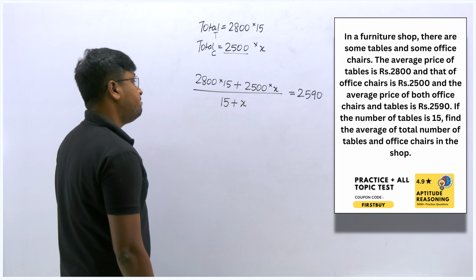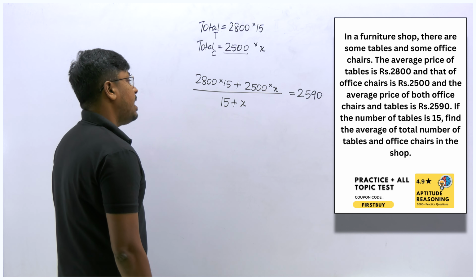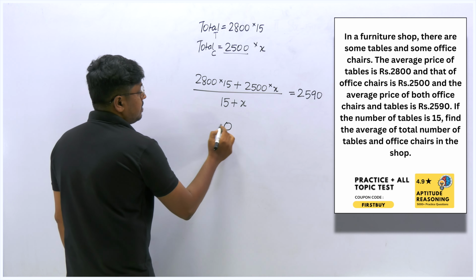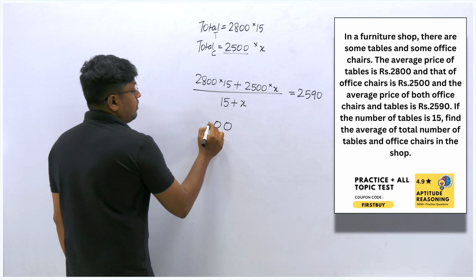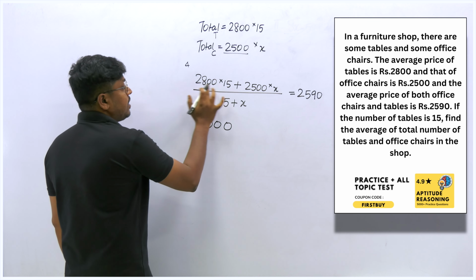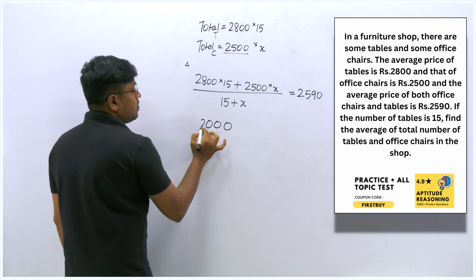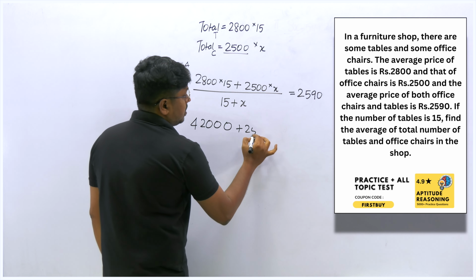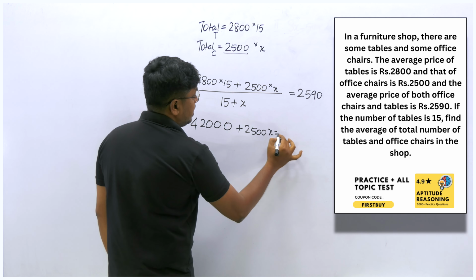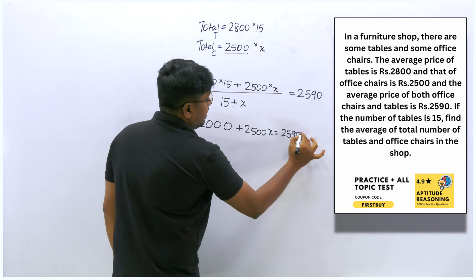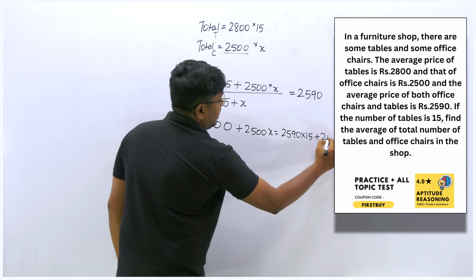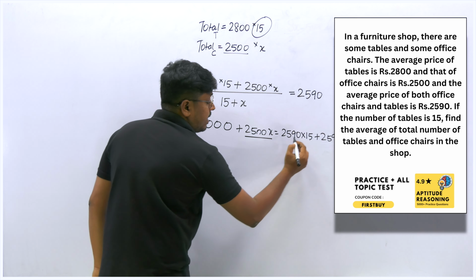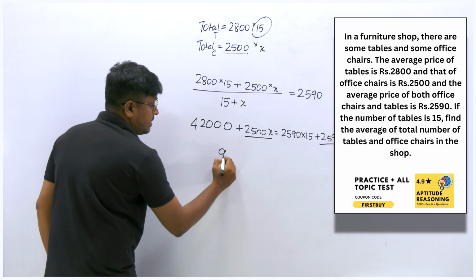We have to multiply this, no other way. So let's multiply. 0, 0. 8 5s are 40, remaining 4. 5 2s are 10, 18, 22, remaining 2. So 42,000. So 42,000 plus 2500x equals 2590 into 15 plus 2590 into x. When you subtract 2500 from 2590, this will be 90x.